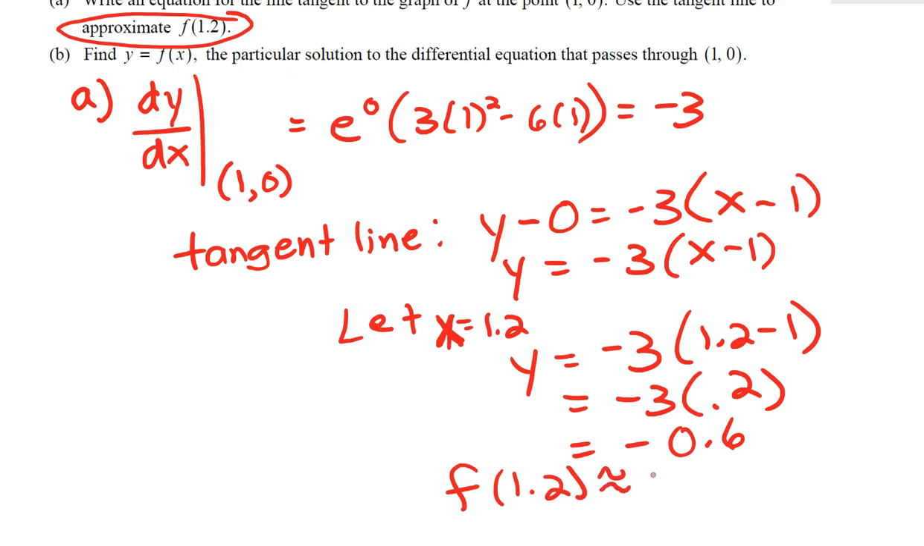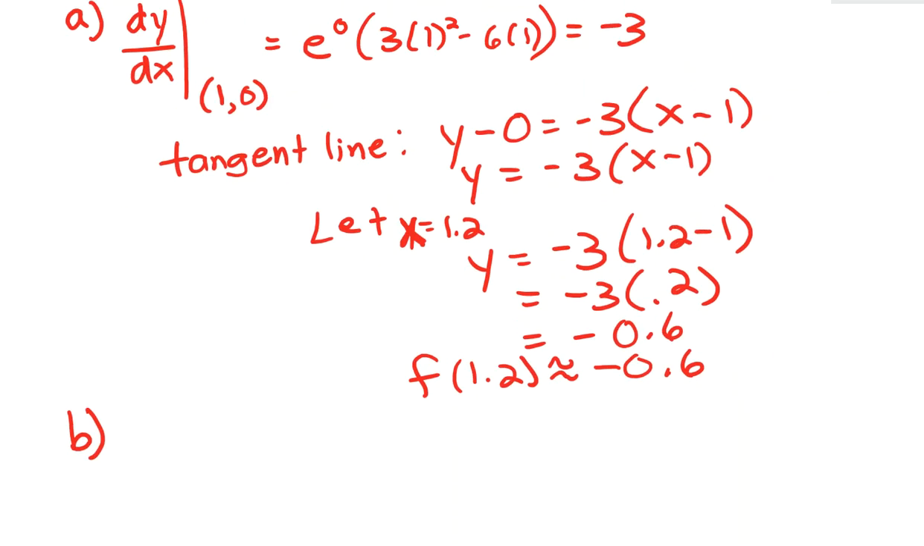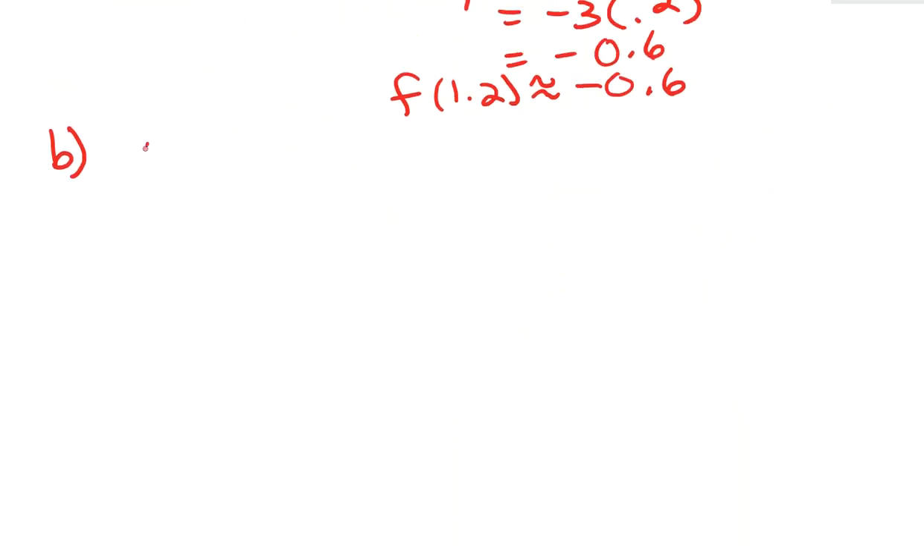We're assuming it's going to stay pretty close to the tangent line. So that's only an approximation, definitely not equal to f of 1.2. All right, part B now says go ahead and actually find out what f of x is equal to at this initial point. So we're going to take our derivative that was given. So we were given dy/dx is equal to e to the y times 3x squared minus 6x.